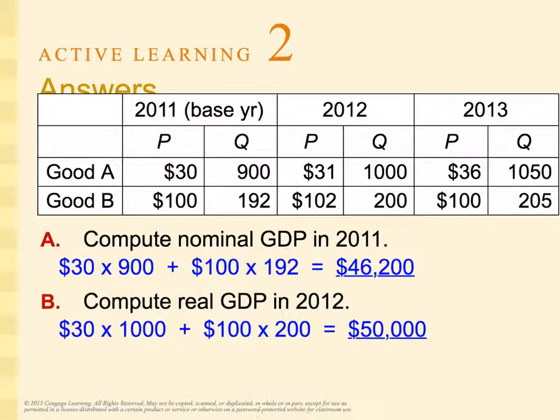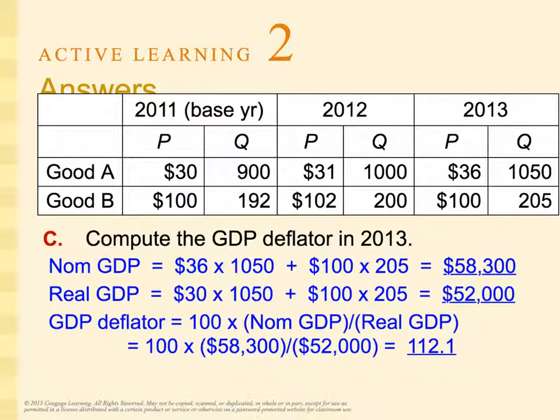Okay, in this one we can just check our answers. Yeah, we got 46,200. We got 50,000. And let's see, we got 112.1. So inflation grew 12.1%. And so that's exactly what we had. So that's good when you work it out that way.